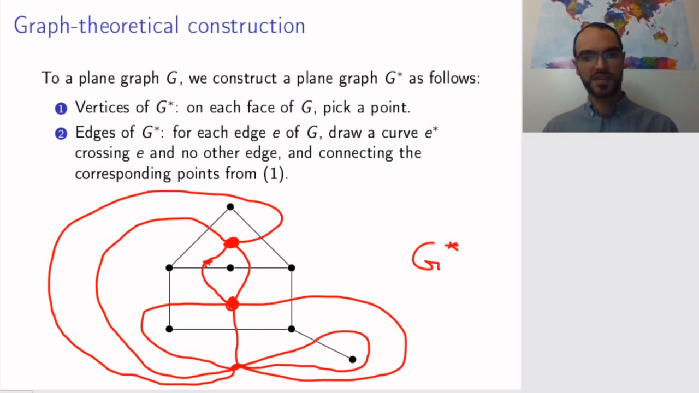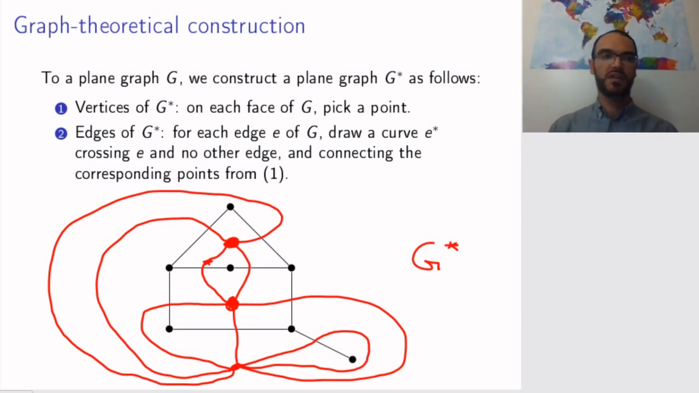The third thing to observe is that actually this G star is entirely determined by G. I didn't have much choice. The choice I would have had is maybe this vertex, instead of placing it here, I could have placed it somewhere else in my rectangular face. But really, this just distorts the graph a bit and still gives me something that is isomorphic.